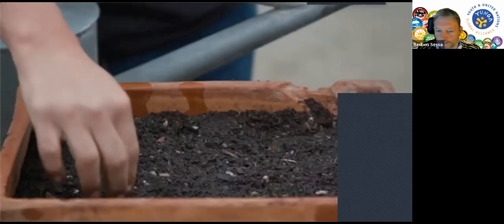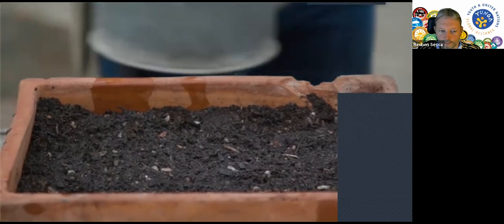The other way of doing it is to water it from underneath. So sit it in a bowl or a dish and let the water soak upwards. So when that top layer of compost is wet, you know you've done your job. Once watered, you stick them on your windowsill and you have to have patience now.